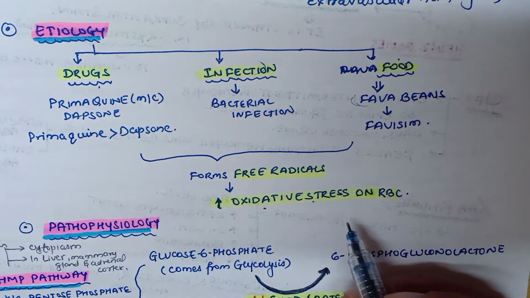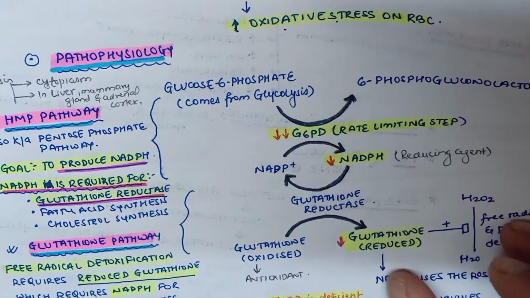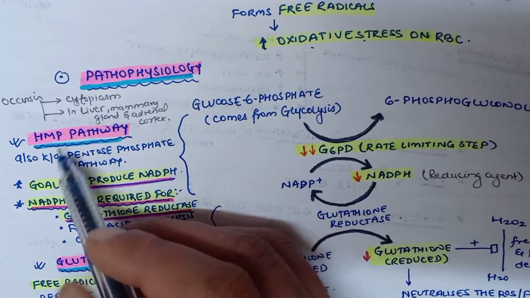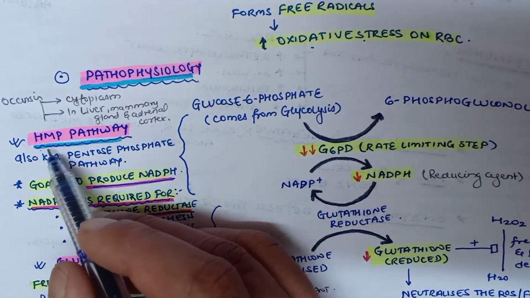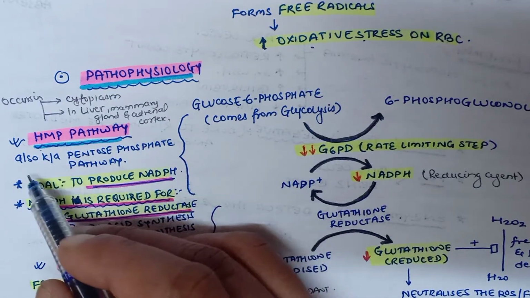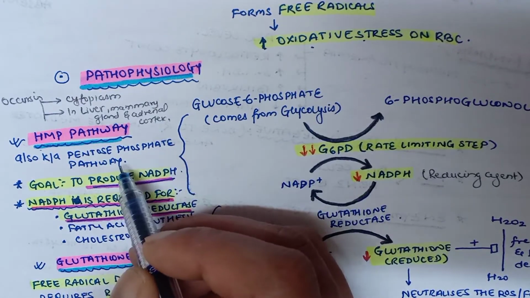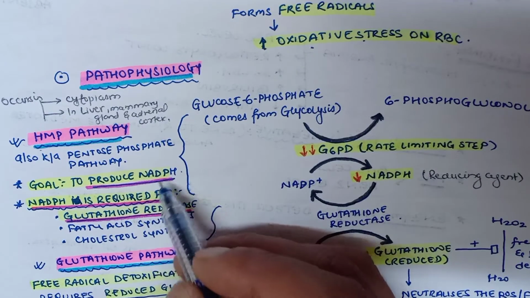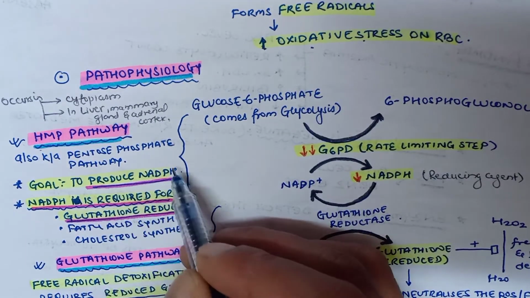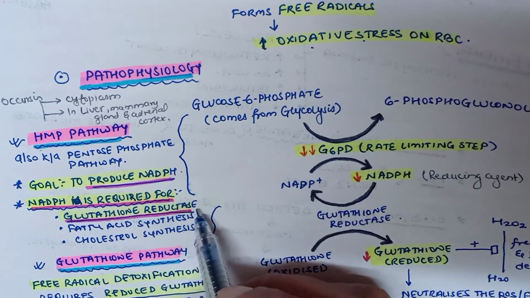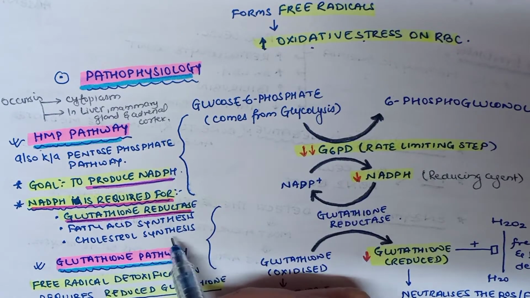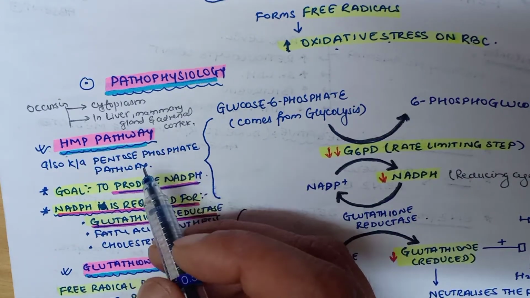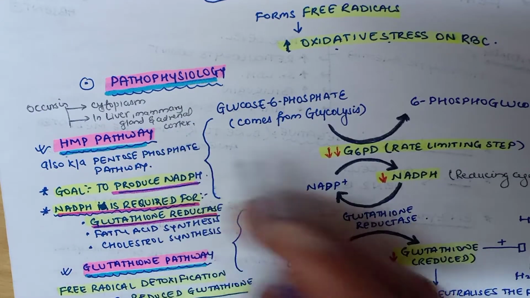Now coming to the pathophysiology, there are two pathways that are responsible for G6PD deficiency anemia. The number one pathway is the HMP pathway, that is the hexose monophosphate pathway, also known as the pentose phosphate pathway. The goal of this HMP pathway is to produce NADPH. This NADPH is required for glutathione reductase, fatty acid synthesis and cholesterol synthesis. This HMP pathway occurs in the cytoplasm of the liver, mammary gland and adrenal cortex.